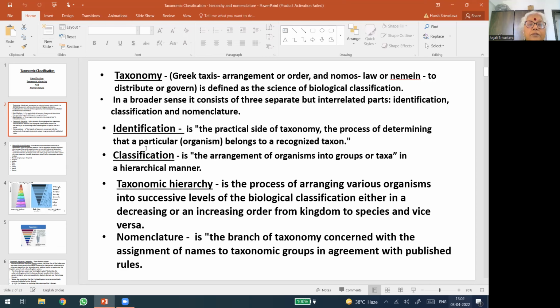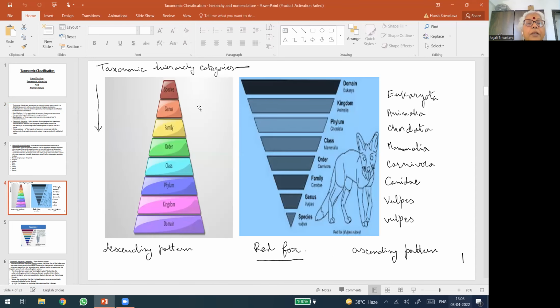This is called taxonomic hierarchy. This is the process of arranging various organisms into successive levels of biological classification, either in a decreasing or an increasing manner, from kingdom to species and vice versa, either from upper to lower level or from lower to higher level. This is the taxonomical hierarchy.